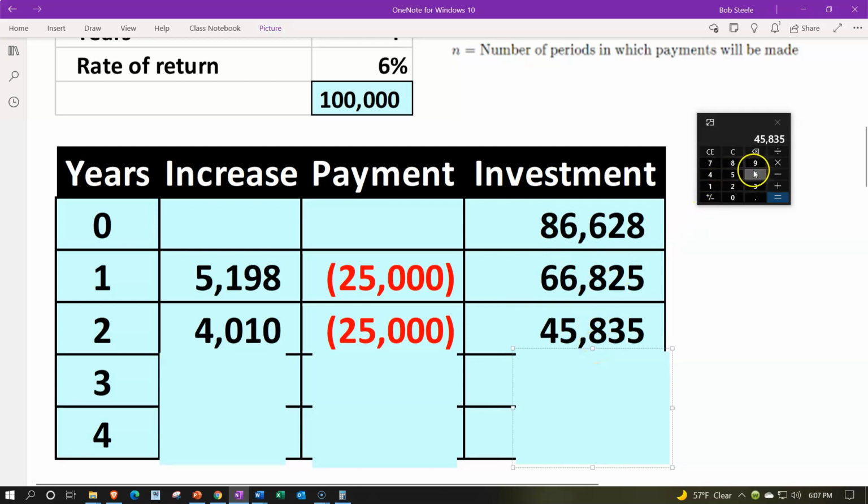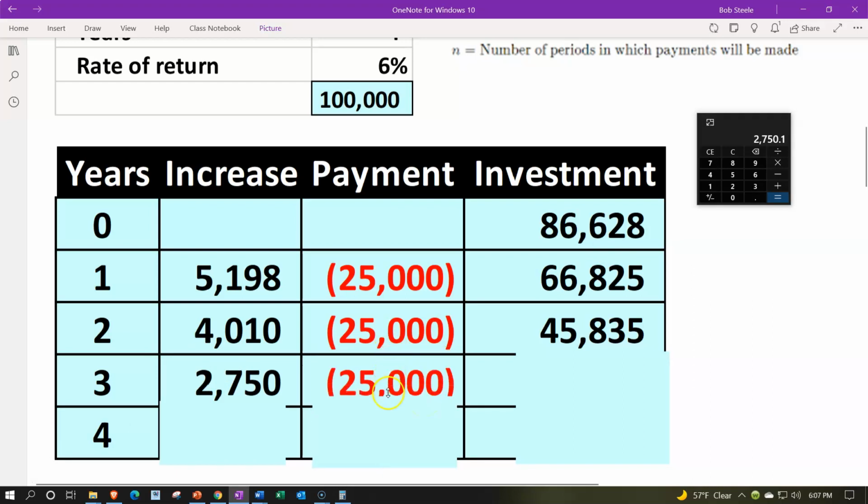Then we're going to do this again. We're going to multiply times 0.06. That gives us about, rounding is involved here, the 2,750. That's income we would earn on it. But we're going to be taking out another 25,000. So if we calculate that, that's the 45,835 plus the 2,750 minus the 25,000 is going to give us this time the 23,585.